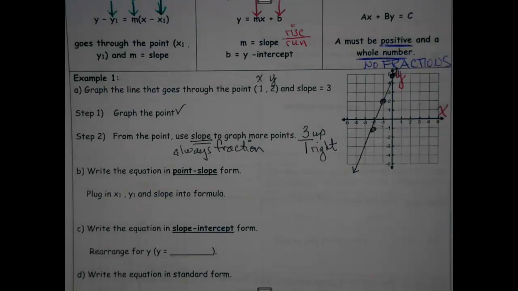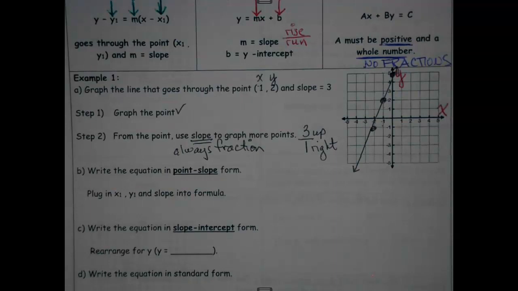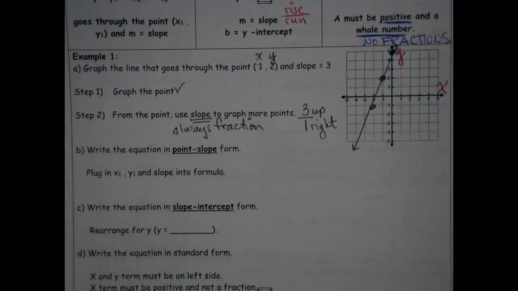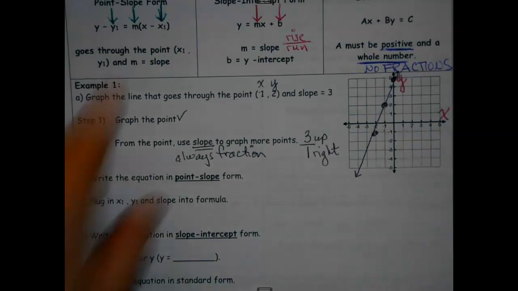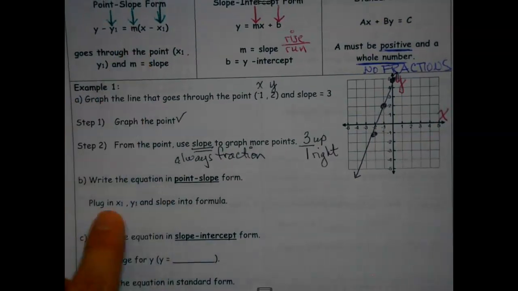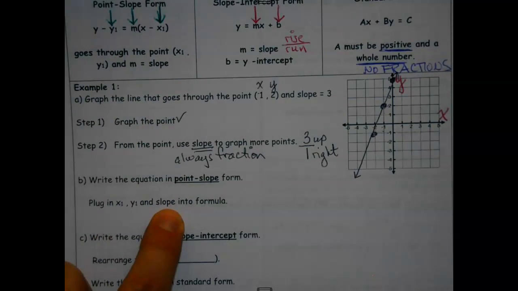So that's the graphing portion. But then if I wanted to make an equation out of this that someone else could look at later and say, hey, how do you graph that? We can do this. So here's what we're going to do. Okay, write the equation in point slope form. We got point slope right here. Plug in x1, y1, and the slope.